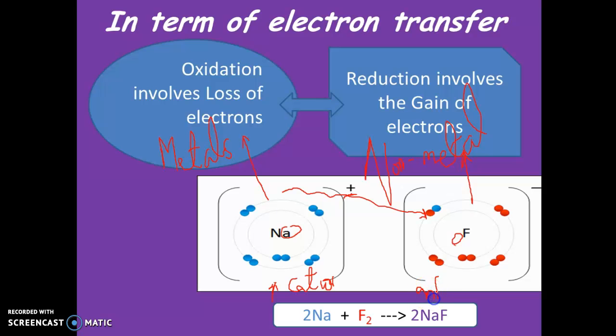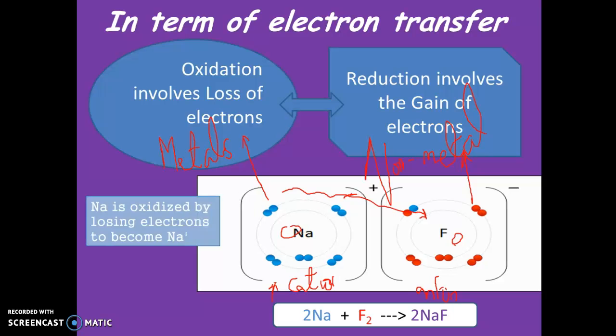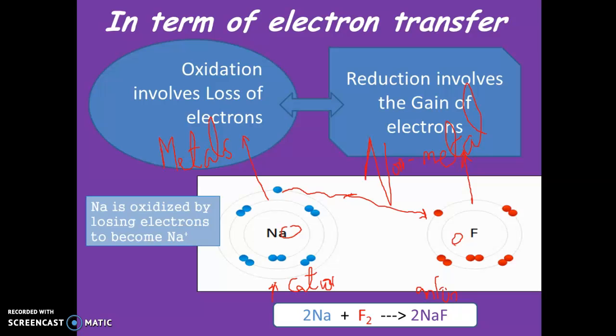Take time to spell that. Anion. So that's a chemical reaction. So we have here sodium is oxidized by losing electron, while fluorine is reduced by gaining electrons.